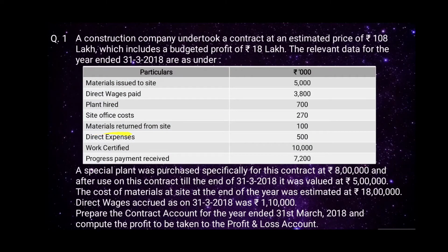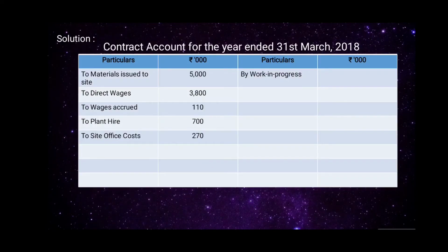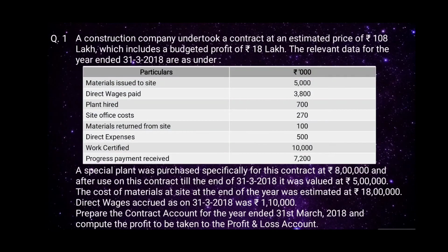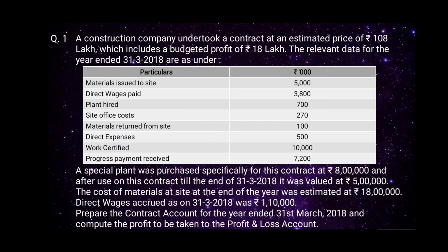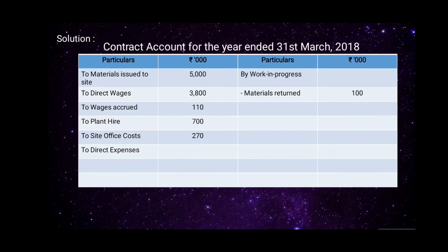Next is materials returned from site, amount is given as 100. By work in progress, materials returned, amount will be 100. Next is direct expenses, amount is given as 500. So we'll record it on the debit side. To direct expenses, amount is 500.